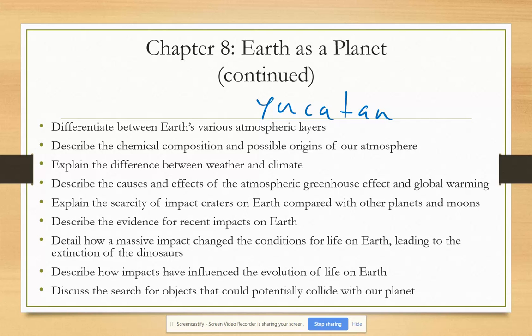So obviously, impacts will affect our lives. If we're around and we have an impact of that magnitude, who's to say that all human lives will not go the way of dinosaur lives? Could happen. And so that's this one here, detail how massive impact changed things.